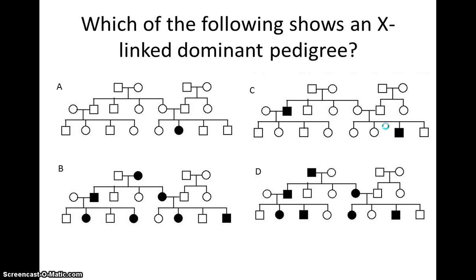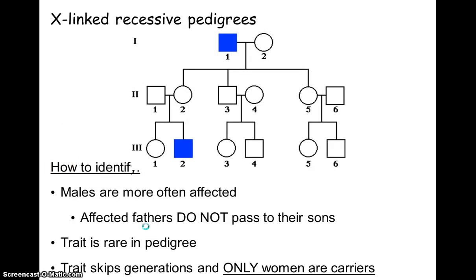So here, if we look for X-linked dominant, again, we need to look for that pattern of dad to daughter. I see it right there in B. Okay, so dad only gave it to his daughters. So that's definitely X-linked dominant. All right, and then our last one here, X-linked recessive.